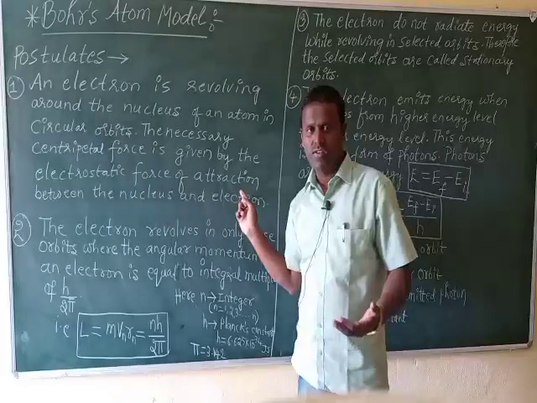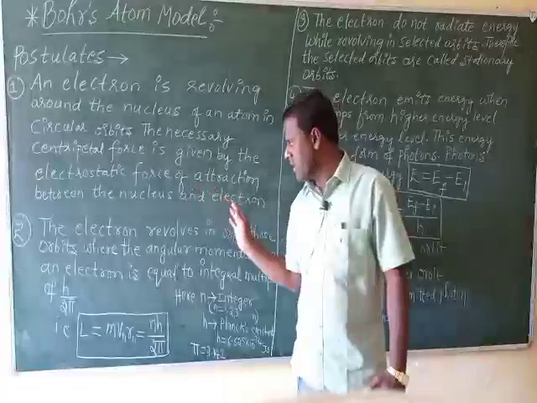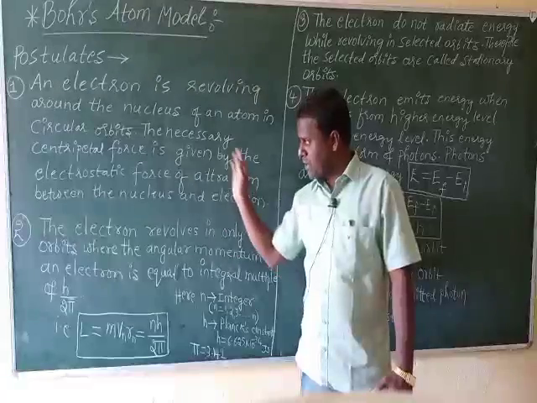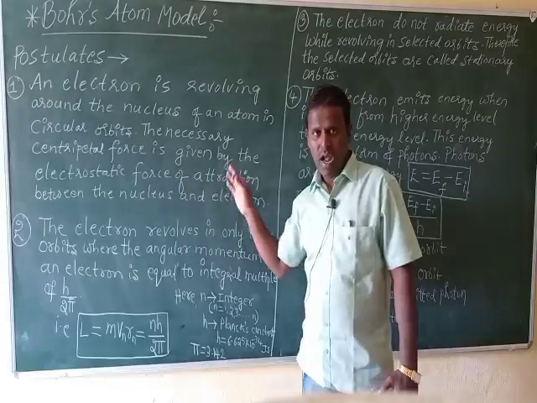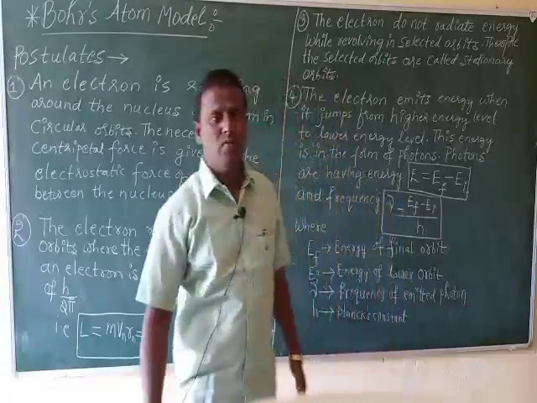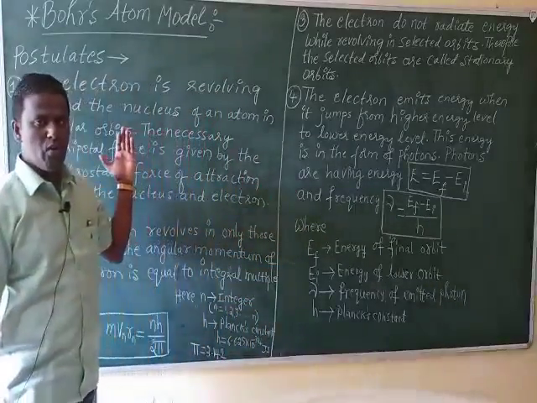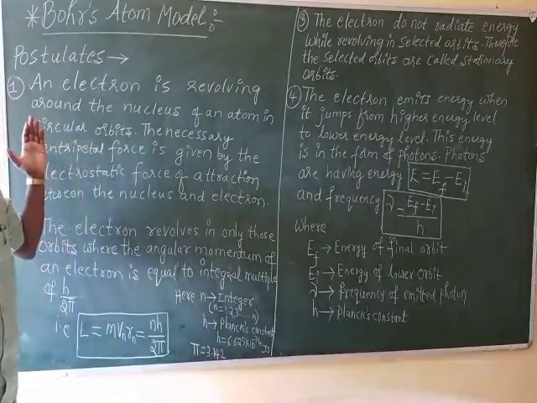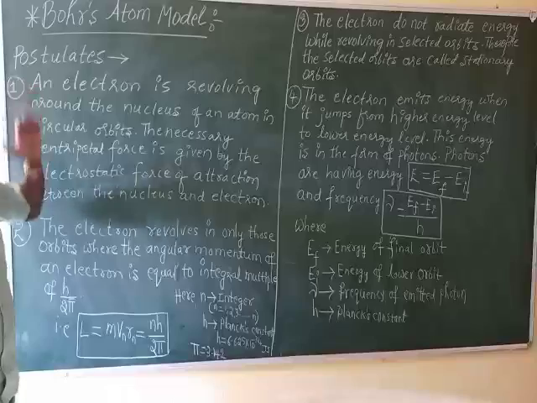Electrostatic force of attraction is given by nucleus and electron. Therefore, it is present between these two things, and this force is giving the centripetal force, and with the help of that centripetal force, here the electron is revolving. So this is the first postulate of Bohr's atom model.